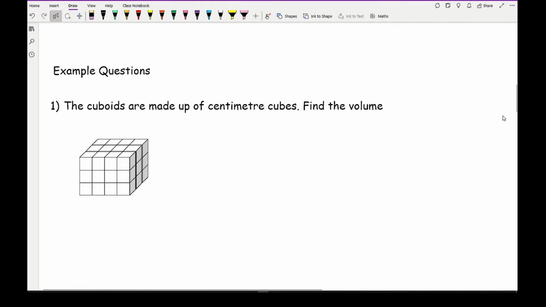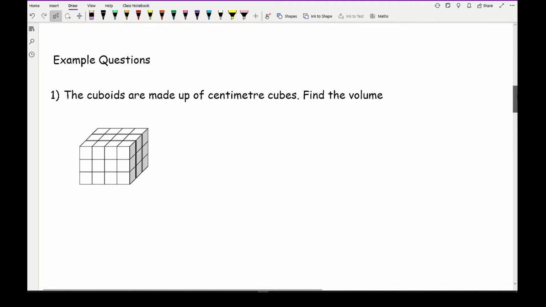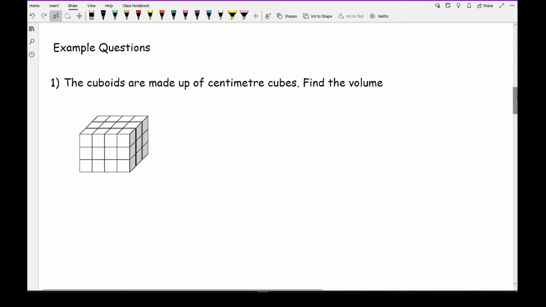So let's have a look at some example questions. Now with more easier low-level questions, you can work out the volume simply by adding how many cubes you can actually see. When I say actually see, it's how many cubes there actually are in the shape. So what you want to do is imagine that you're picturing this 3D shape and then calculating how many there are going to be. Now the best, most accurate way of working out the volume of a particular question like this is to work out what those three lengths are.